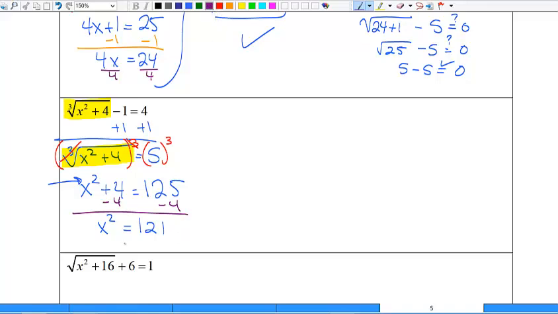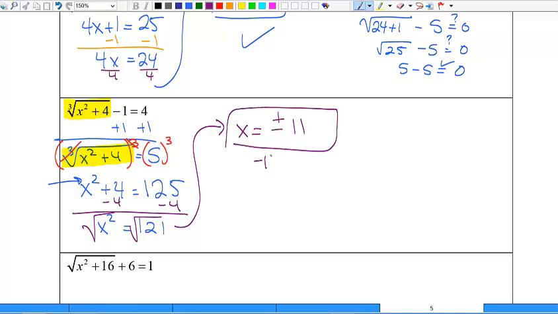This is not the only way you could have done it. You could have set it equal to 0 and factored or used the quadratic formula, but I saw that the square root method's going to work. So I'm going to get x is equal to, whenever I take the square root of both sides, I get the plus or minus part, 11. So these are my two potential answers, really negative 11 and 11, right?